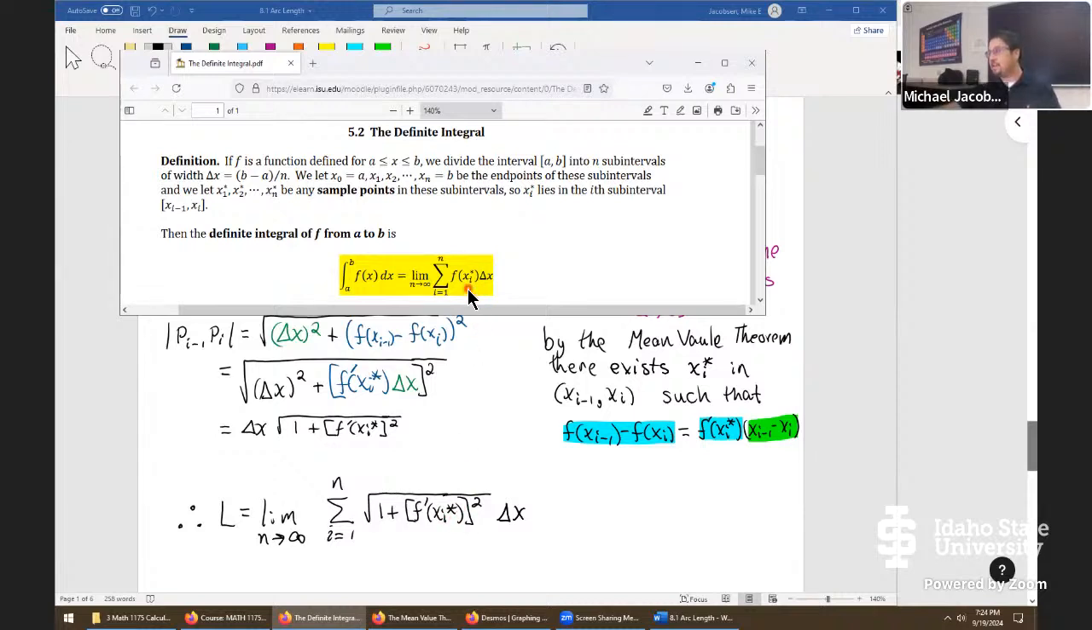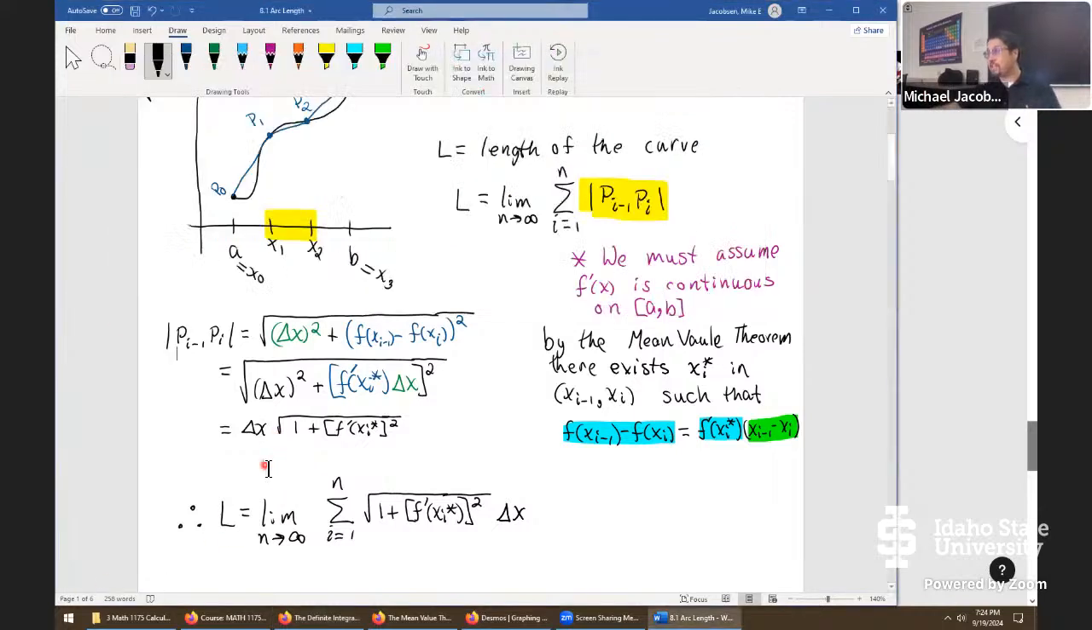Here's how it goes. The sample point xi star just turns into x. Delta x turns into dx, our common notation in the integral. So this now is equal to the definite integral from a to b of the square root of 1 plus f prime of x squared dx.